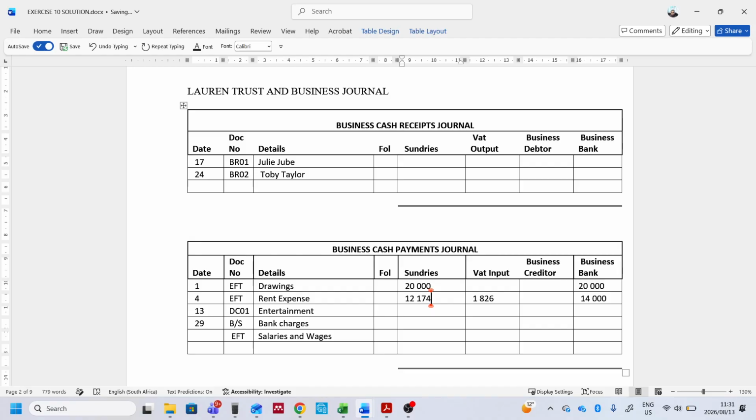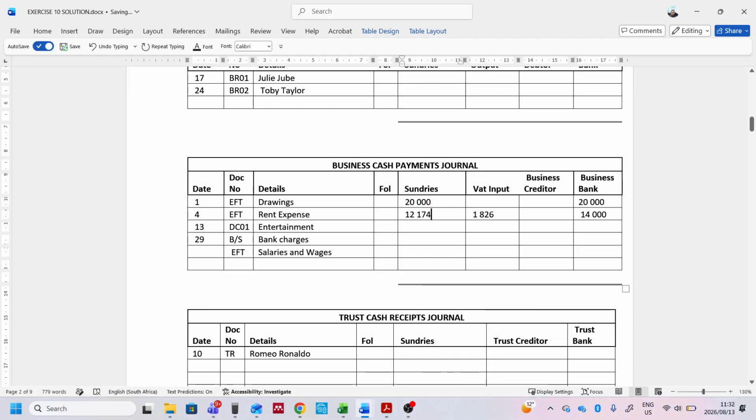Okay. So this is how you record. You are just transferring the normal way that you record transactions on your accounting equation, but now to what? To specific journals. If the transaction does not fit within any of the journals, it's going to a general journal.